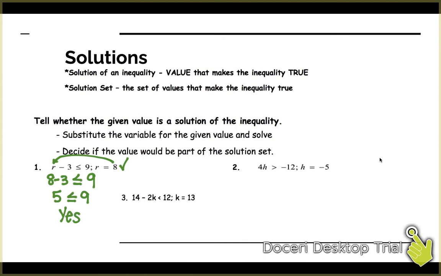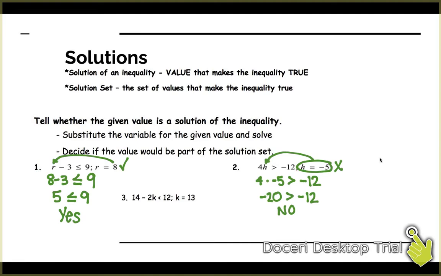Question number 2. They're telling us that h is negative 5. So let's put a negative 5 in here. If I do 4 times negative 5, is that going to be greater than negative 12? Let's check it. 4 times negative 5 is negative 20. Is negative 20 greater than negative 12? No. So negative 5 is not a solution to this set.